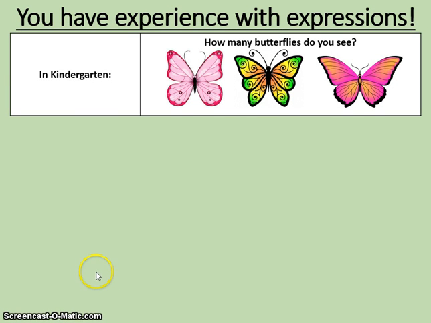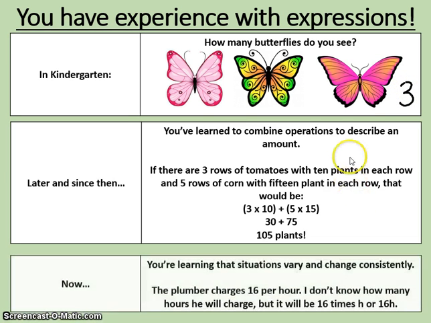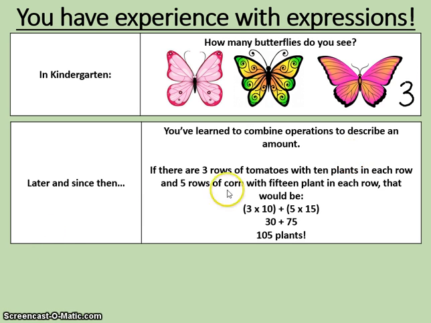In kindergarten, your teacher may have asked you how many butterflies do you see, and you would count them 1, 2, 3, and write the expression by writing a number 3. This is a representation of an amount. Since then, you've learned to combine operations to describe an amount.